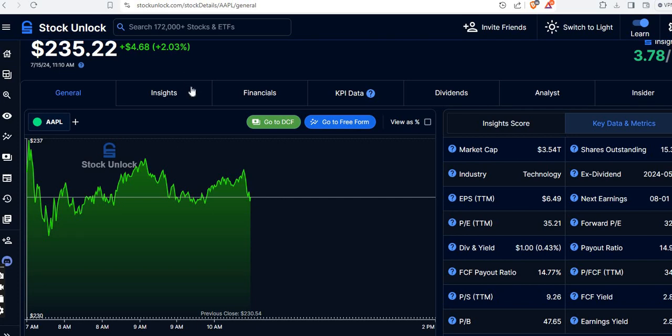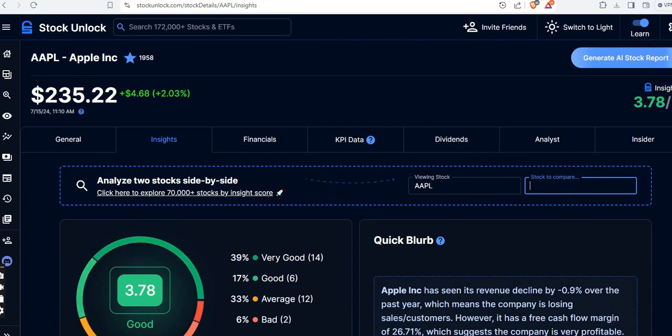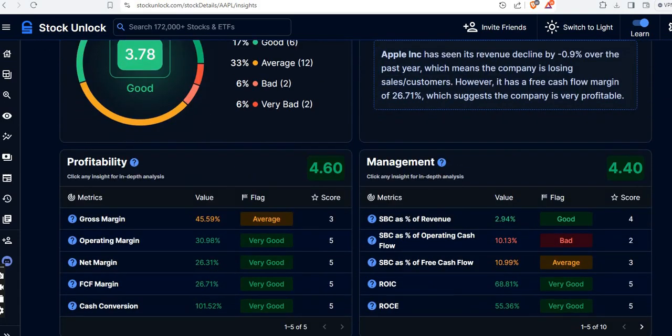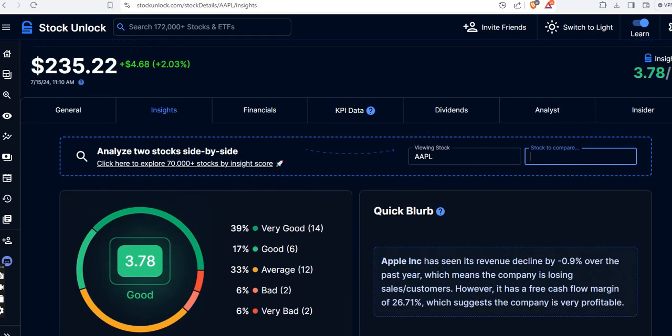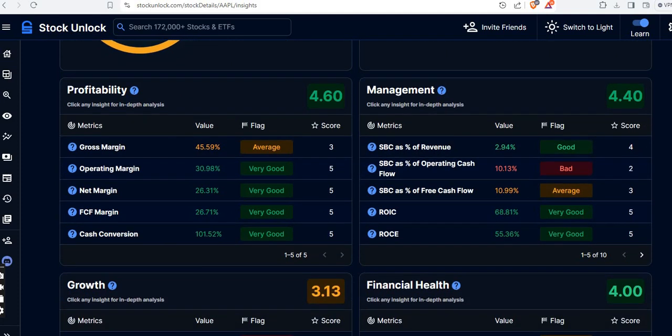The next thing is the insights. Now, the insights are more of a broad, generalized way of looking at a stock. You can uncover quite a bit about a stock when looking here, although you're probably going to have to dig a little bit deeper. So they set it by categories, profitability. So again, you'll have the major profitability metrics, management, stock-based compensation, return on invested capital, return on equity, and then they'll average out the score.